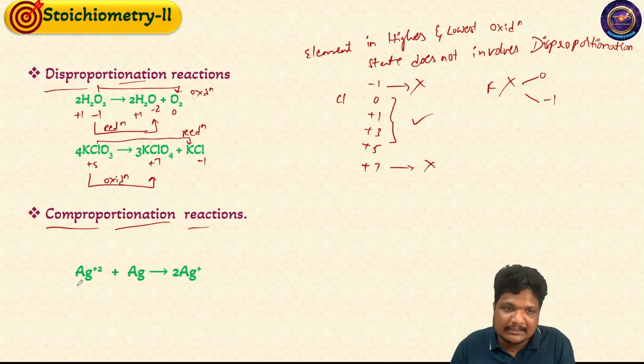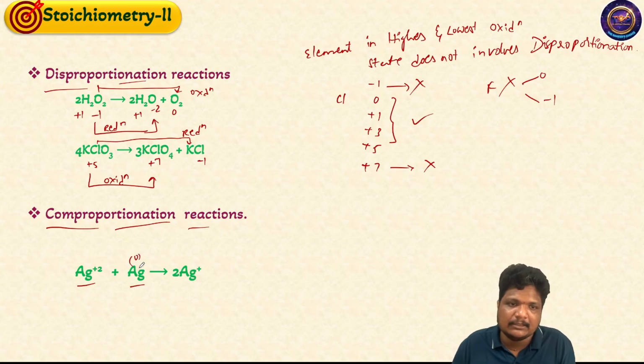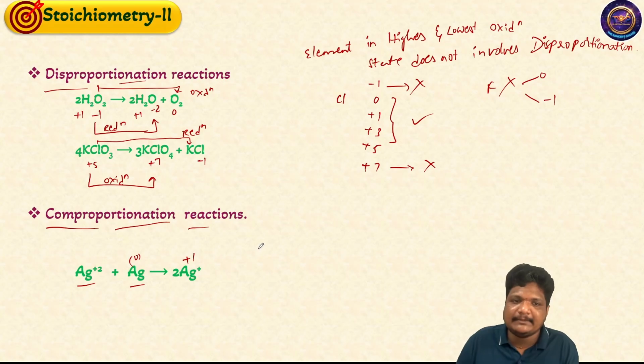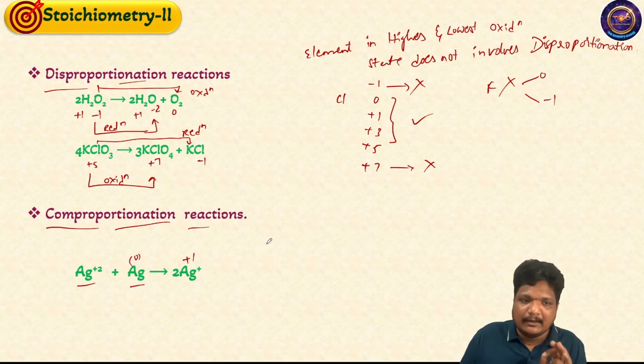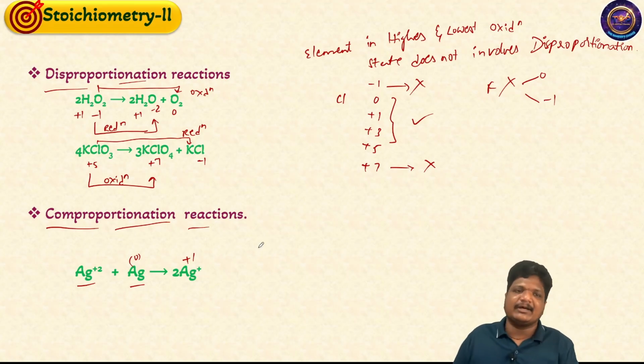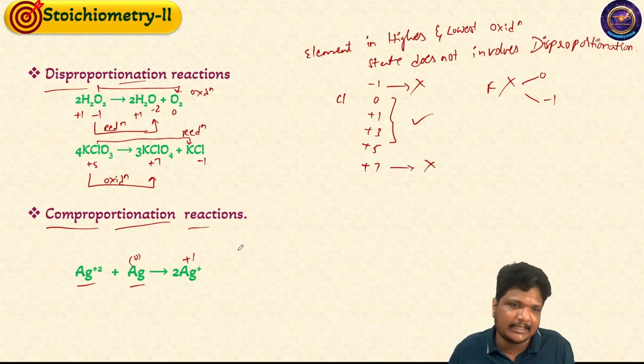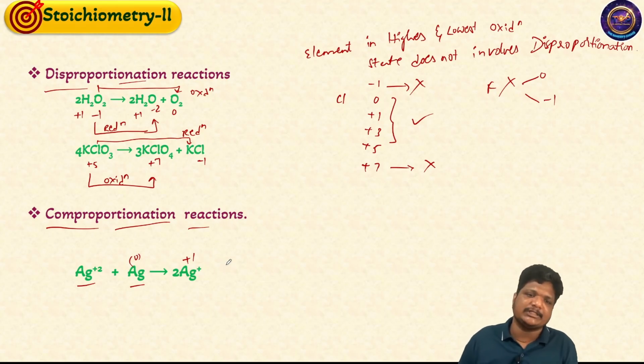Here silver is in +3 oxidation state, and here silver is in 0 oxidation state. These two combine with each other, so it gives Ag+. So it is actually the reverse of the disproportionation reaction. In the same way, if you take copper, copper can also undergo a disproportionation reaction.